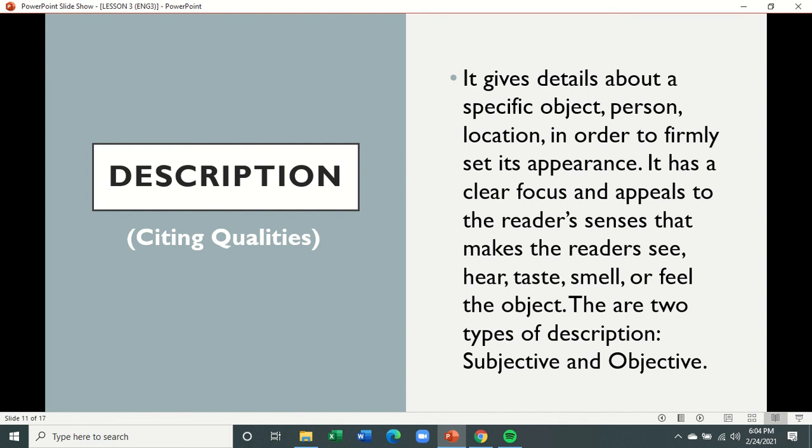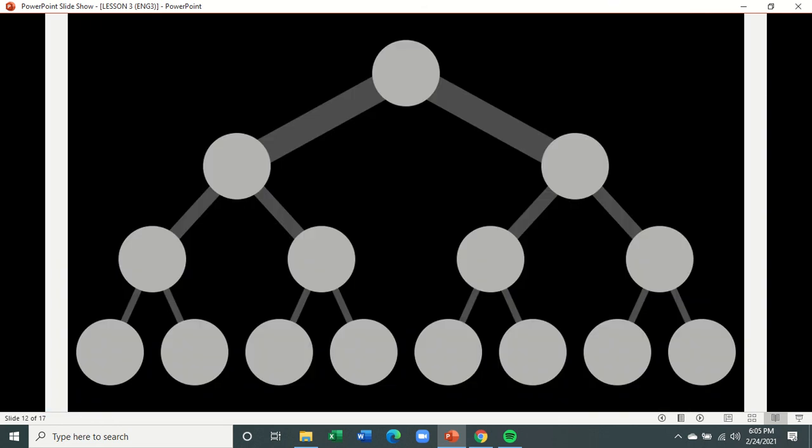And then you also have the sense of touch. And sense of touch usually appeals to the texture. It's smooth, it's rough, it's slimy, it's sticky. So in that case, you are already describing. So when we say description, again, you need to describe and cite qualities by appealing to the five senses. And we also have two types of description. We have subjective and objective. But before we proceed to subjective and objective, let me just show you first the graphic organizer.